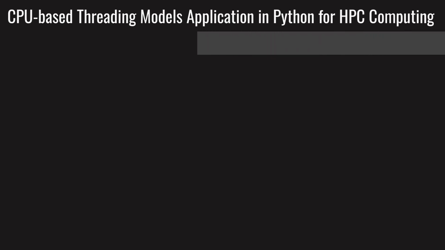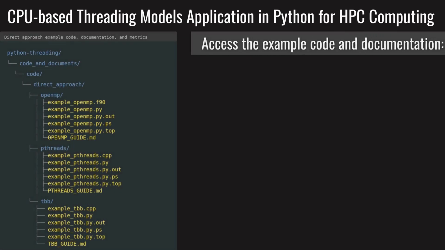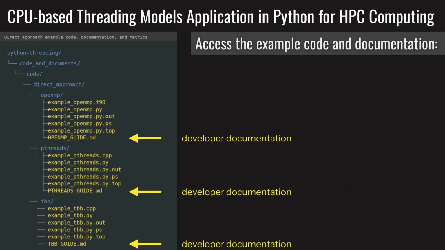Here is a display of the file subtree in our webinar repository where the files you need are located. Each subfolder contains code related to the use of a different multi-threading library: OpenMP, pthreads, and TBB. The developer documentation is the most important one here, for it provides a comprehensive explanation of the code.